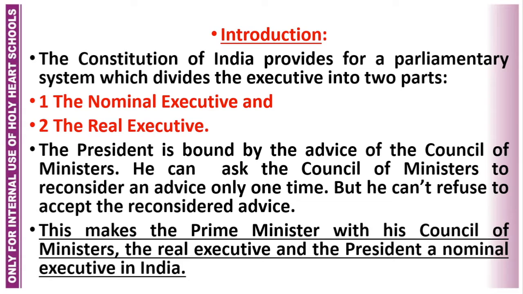So, how are the prime minister and council of ministers the real executive? Because we are living in a democratic state, and whatever resolution or bill is passed in the legislature is to be approved by the president. No doubt the president has the power to send it back for reconsideration, but he can't use this power again and again. It can be used only one time. If it comes a second time, either with changes or without changes, the president has to accept the advice. So this thing makes the president a nominal executive and the prime minister a real executive.